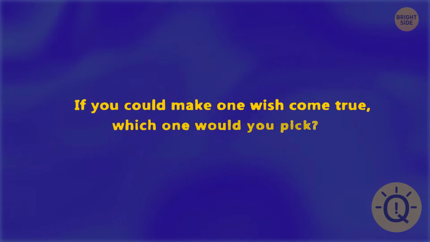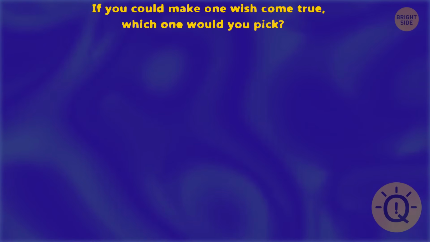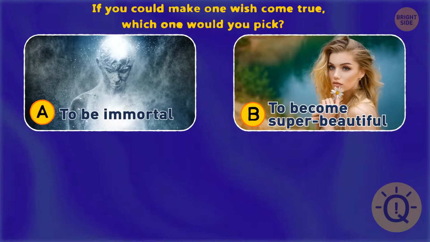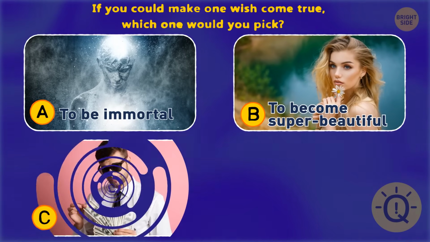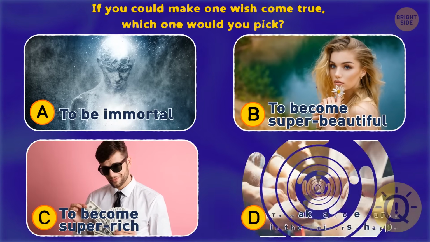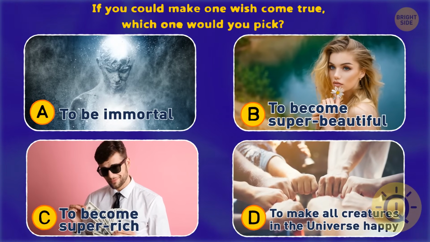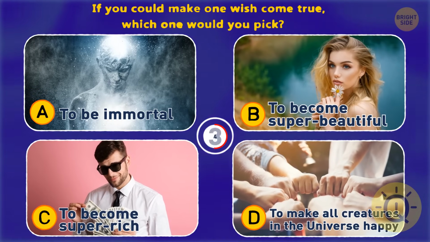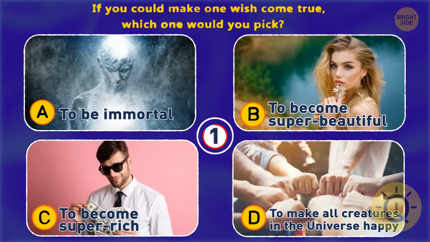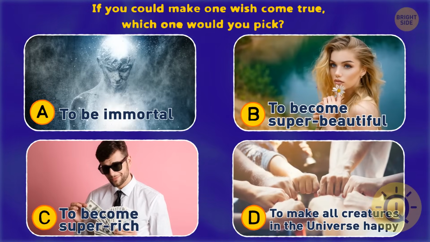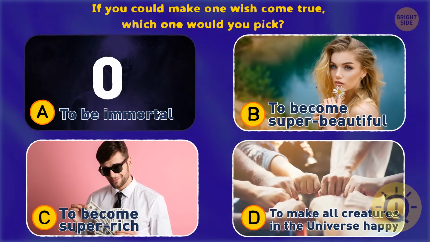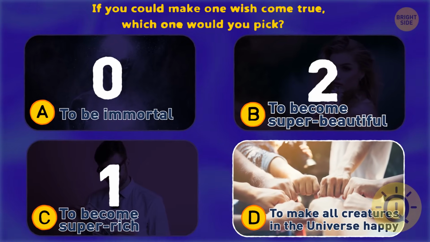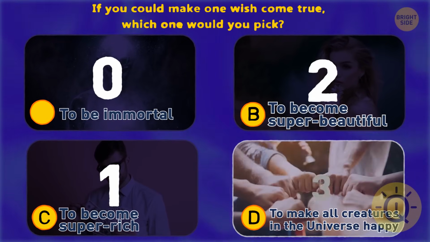If you could make one wish come true, which one would you pick? To be immortal. To become super beautiful. To become super rich. To make all creatures in the universe happy. A brings you 0 points in this round. Option B adds 2 points. C is worth 1 point. And answer D adds 3 points.